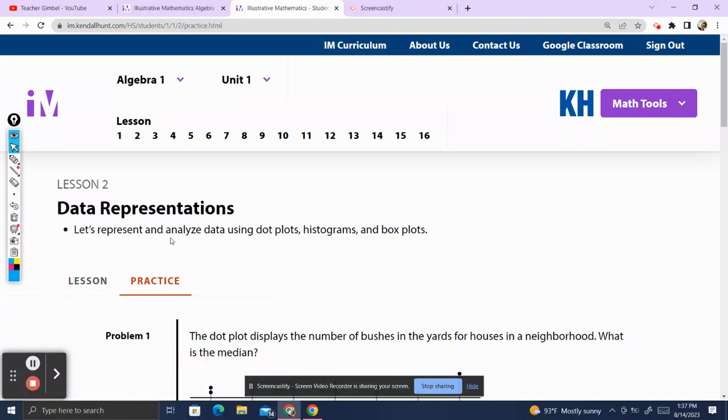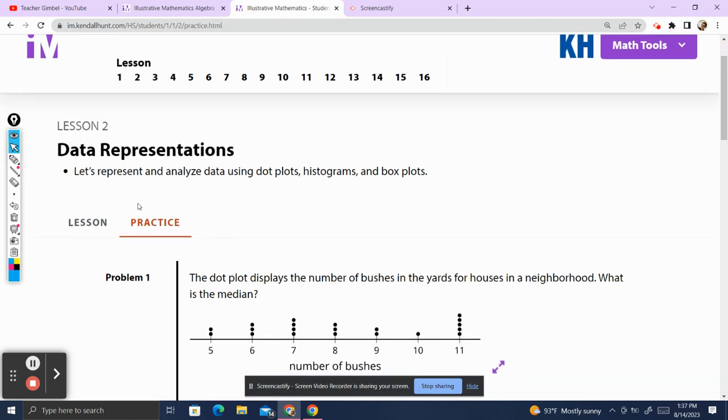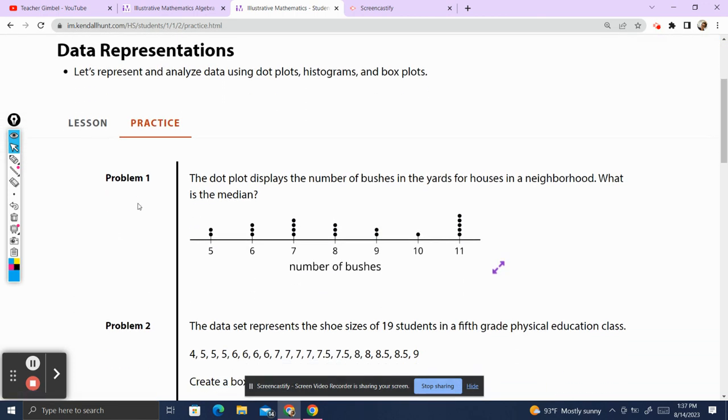Today I'm going to be going over the Illustrative Math, Algebra 1, Unit 1, Lesson 2. I skipped Lesson 1 because that's classroom introductions. I'm going to go over the practice, and I'm going to do these problems just like I would do them myself, and how I would show a class to do them. Let's jump in. Problem number 1.